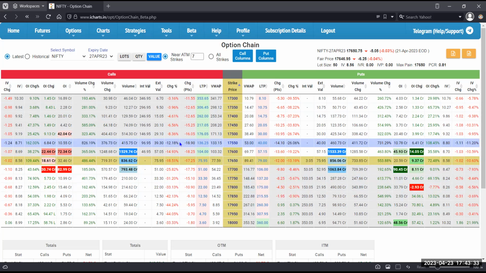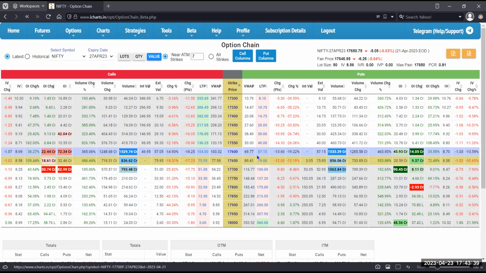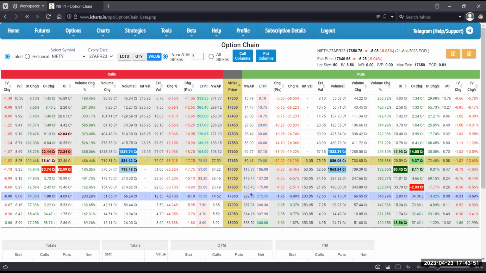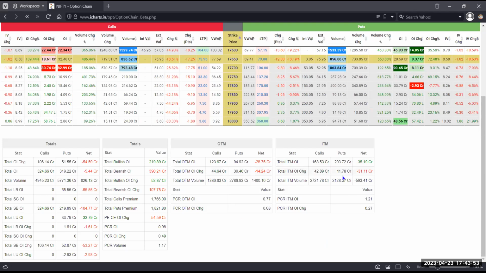If buildup is happening on the call side and unwinding is happening on the put side, then there is some change happening. The market is going down, which means bearish sentiment is increasing. That is what it tells you. And the opposite for the call side: if the market is going up, then call unwinding will start. So you can gauge from here also.